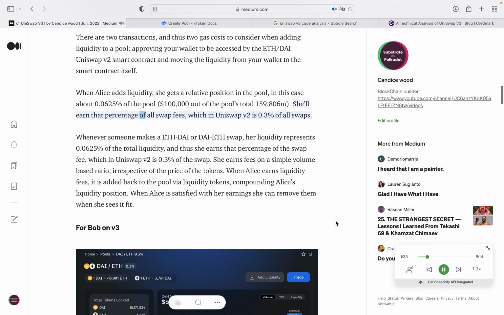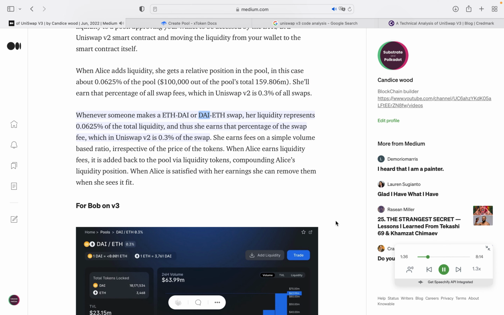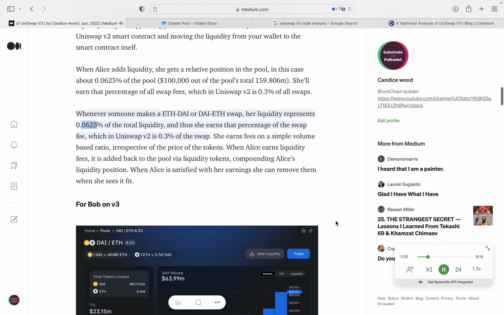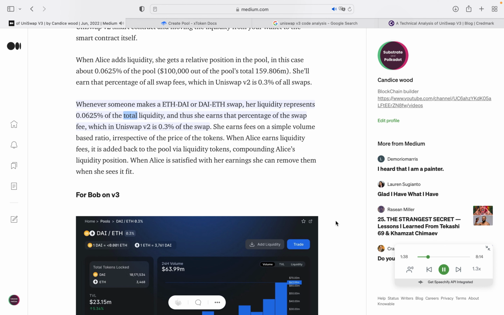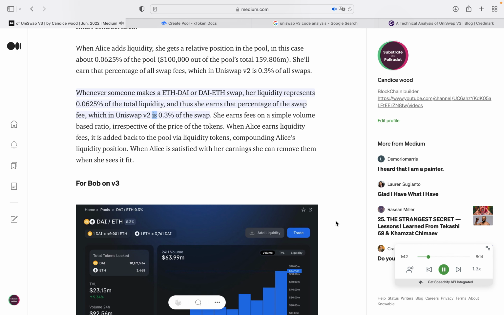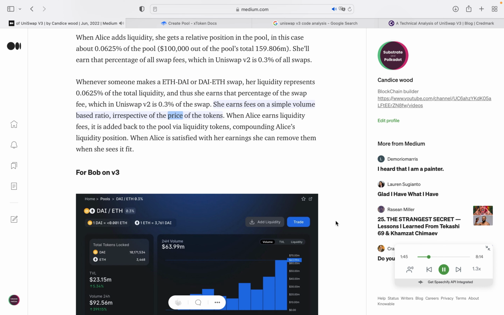She'll earn that percentage of all swap fees, which in Uniswap v2 is 0.3% of all swaps. Whenever someone makes an ETH/DAI or DAI/ETH swap, her liquidity represents 0.0625% of the total liquidity, and thus she earns that percentage of the swap fee, which in Uniswap v2 is 0.3% of the swap. She earns fees on a simple volume-based ratio, irrespective of the price of the tokens.